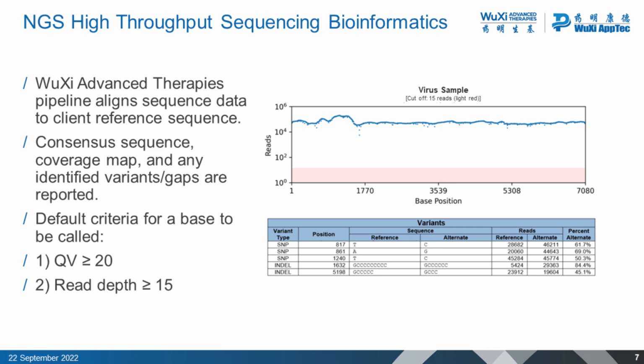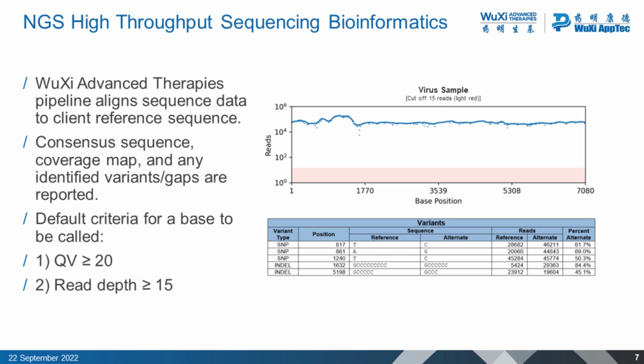The default criteria for a base to be called is QV greater than or equal to 20. What that means is 99% accuracy. For every 100 base pairs read, there may be 1 error, and the read depth has to be greater than 15. All of this information is provided to the client in a report after completion of the bioinformatic analysis.